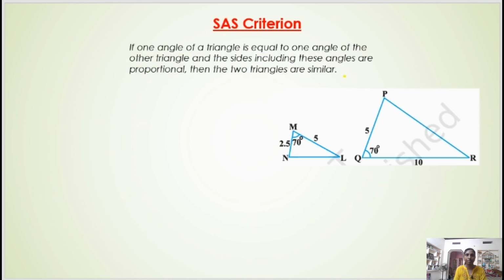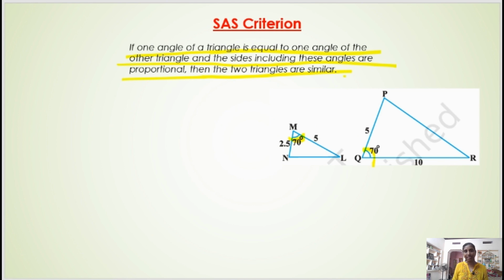Here we have one more criterion, the SAS criterion. Let us read the statement. If one angle of a triangle is equal to one angle of the other triangle and the sides including these angles are proportional, then the two triangles are similar. It means angle M is equal to angle Q. Both are 70 degrees.